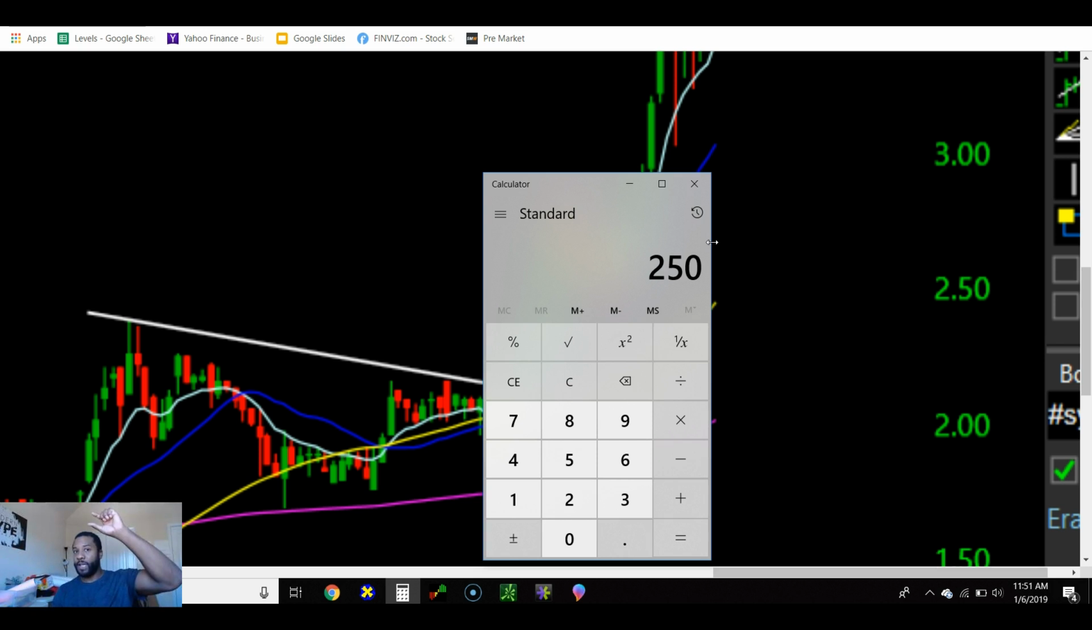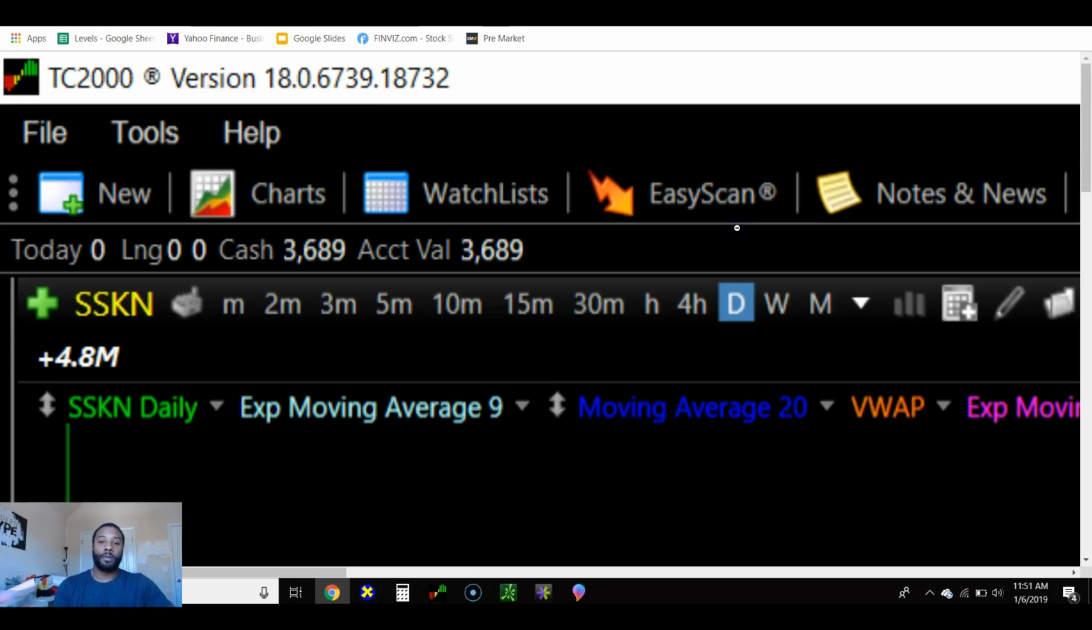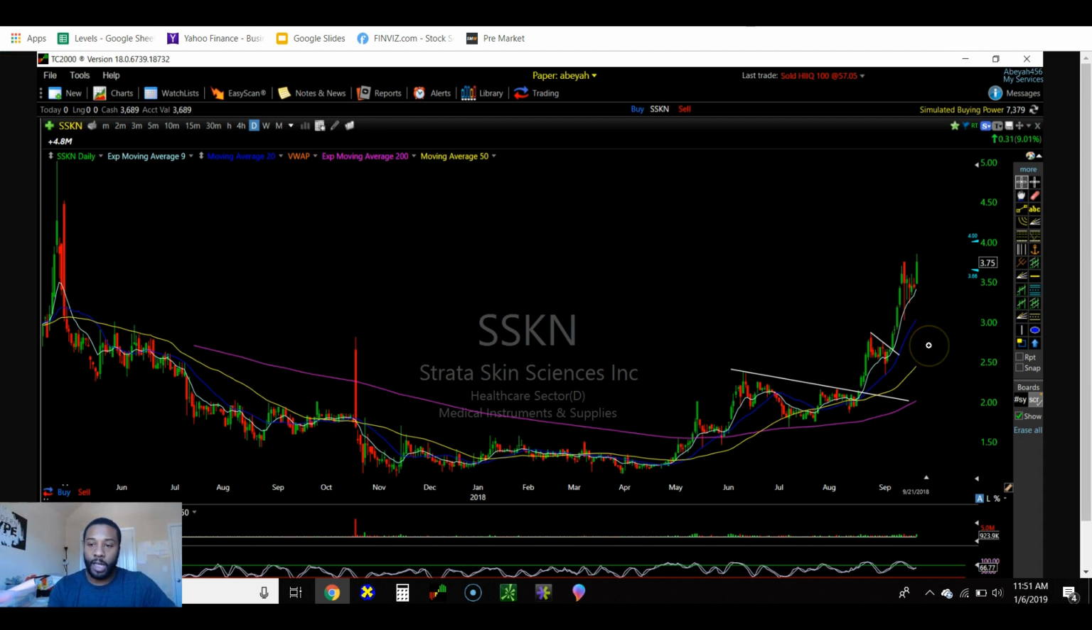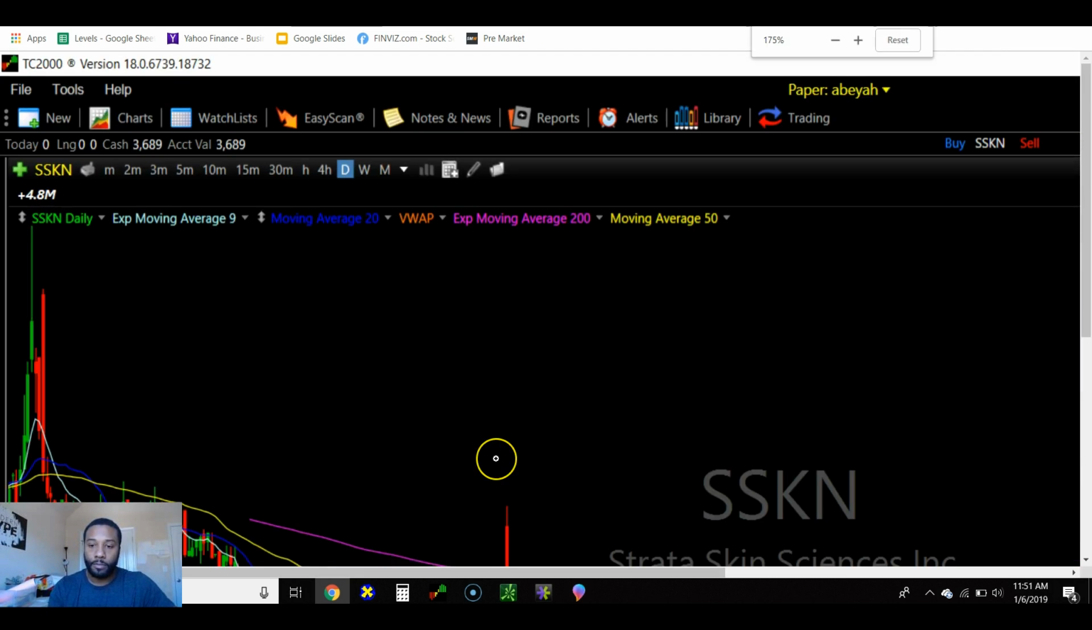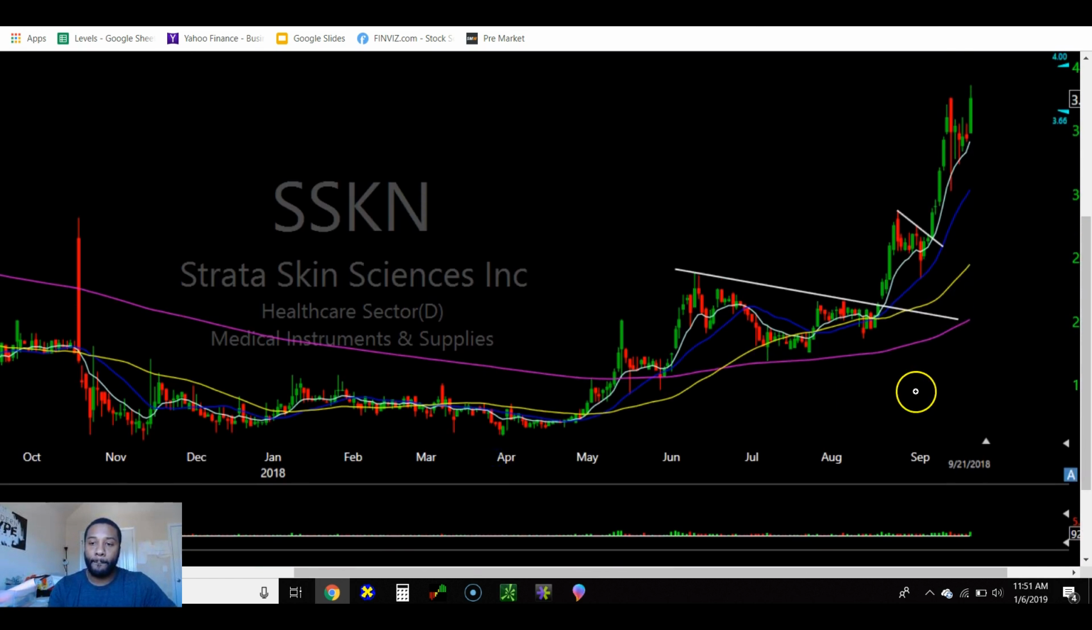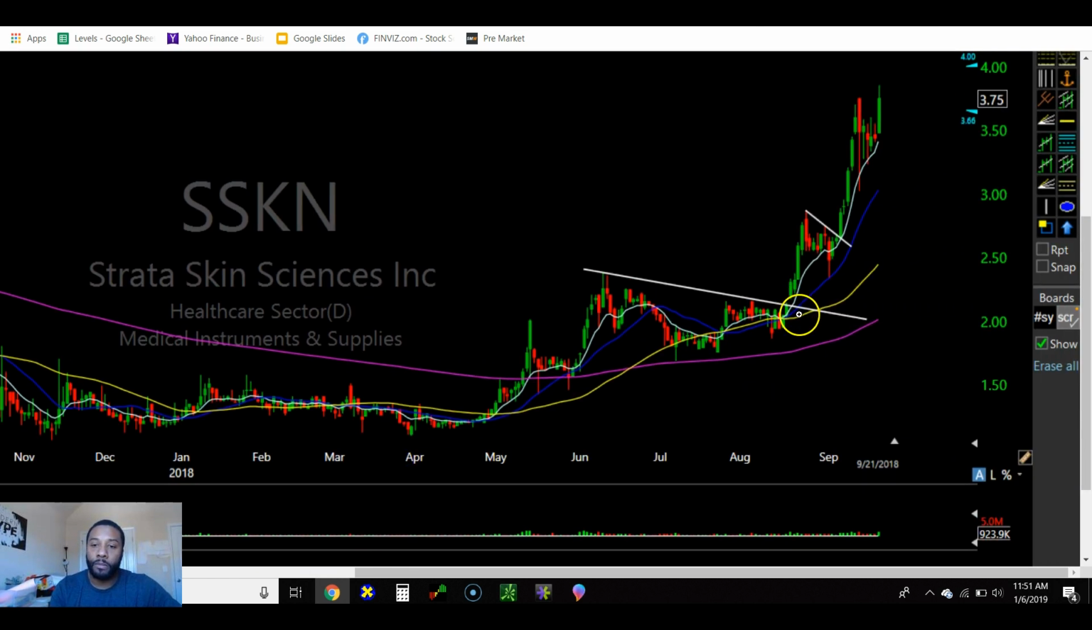If it goes up 20 cents, we make $50. 40 cents, $100. You see what I'm saying? If it goes up $1, it's $250. $2, that's $500. Look at this, guys. This stock gaps up, and we minimized our risk. Stop loss right under the moving averages here, or you can put it under the pattern, whichever makes you feel more comfortable.